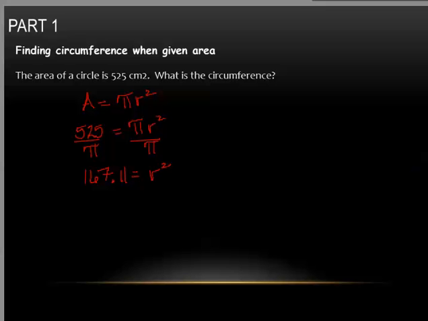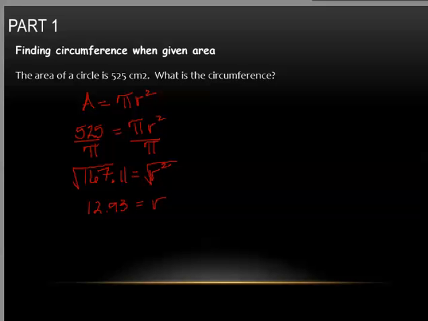equals r squared. Now my r still isn't isolated, so what I'm going to have to do is take the square root of both sides. What I do in my calculator is I push the second key and the x squared key, and I get the root sign, and I get 12.93 equals my radius.